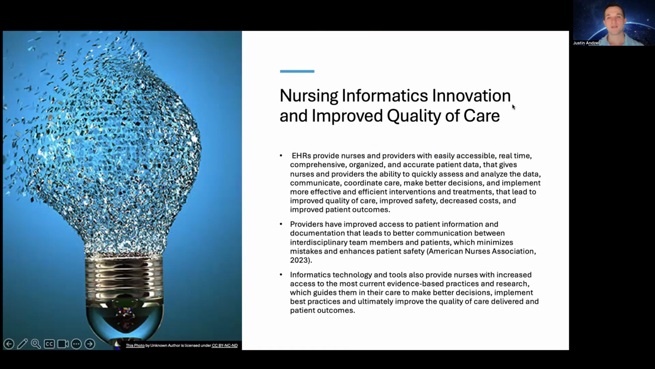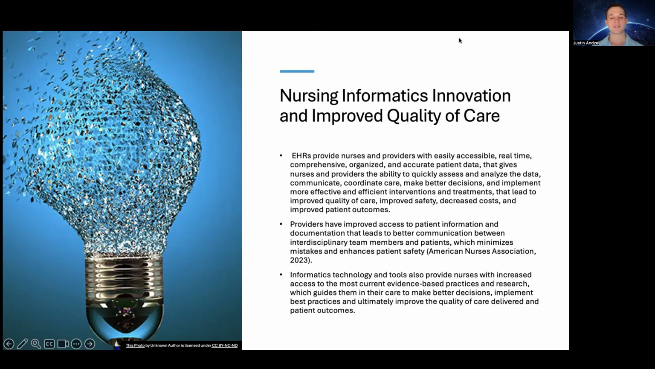Nursing informatics, innovation and improved quality of care. Informatics innovation can be used to improve the quality of patient care, improve patient safety, and improve patient outcomes. EHRs provide nurses and providers with easily accessible, real-time, comprehensive, organized, and accurate patient data that gives them the ability to quickly assess and analyze the data, communicate, coordinate care, make better decisions, and implement more effective and efficient interventions and treatments that lead to improved quality of care, improved safety, decreased cost, and improved patient outcomes.